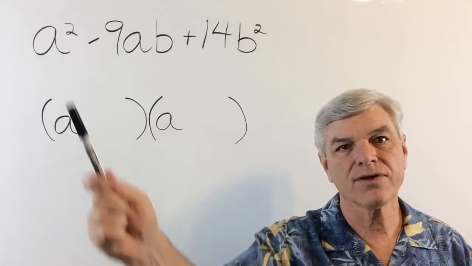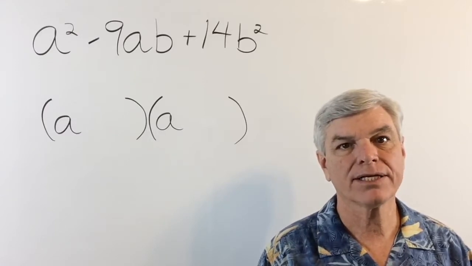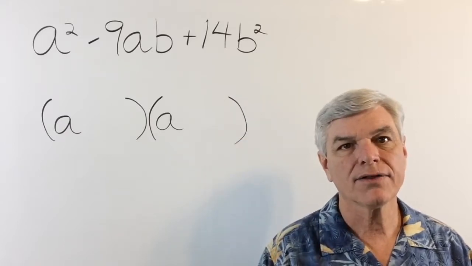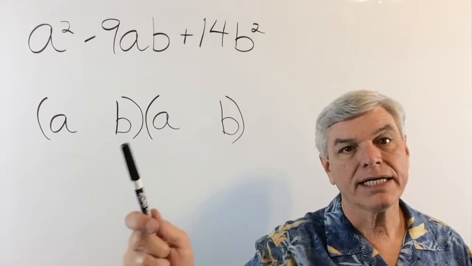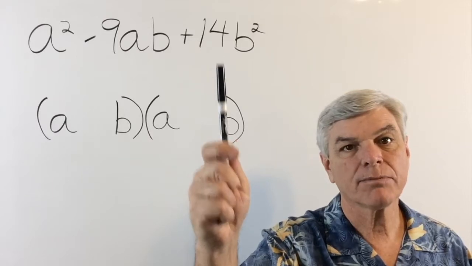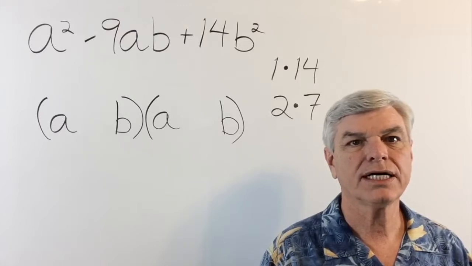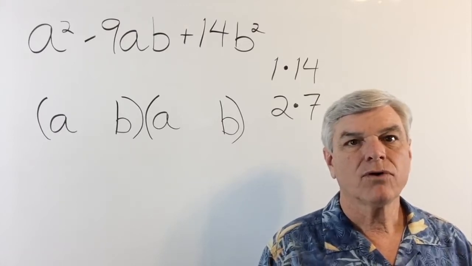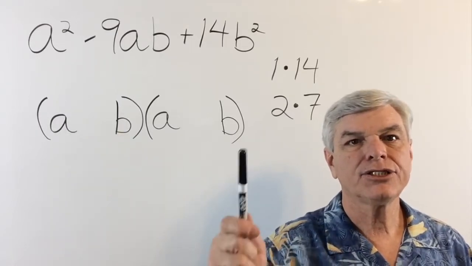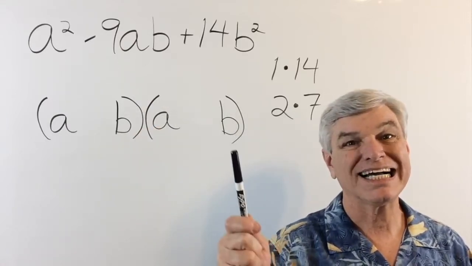Well, since we're starting off with a squared, we're going to put a and a in the first position of our polynomial. But we have a b squared up here. I know it's 14b squared, but let's concentrate on the b squared. Well, b times b is going to give us b squared. So now all we need to do is tear apart our 14. And our possibilities are 1 times 14 or 2 times 7. Well, 1 and 14 will not give us our 9. 2 and 7, that'll give us a 9. So let's put 2 and 7 against the b.